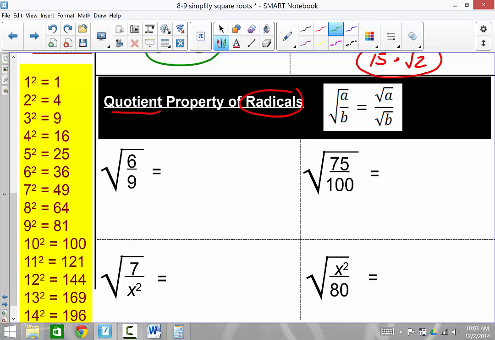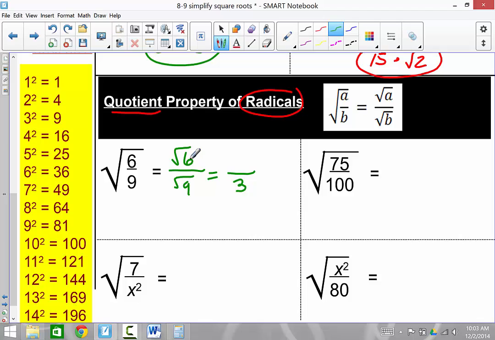All right, first one, let's take a look. So we have the square root of 6 over 9. Let's just break it into 2 separate parts. So the top is going to be square root of 6, bottom is going to be square root of 9. And then we're going to work the numerator separate from the denominator, and then at the end they get combined, okay? Let's do the bottom first, because that's the easiest. The square root of 9 is just 3. So now the bottom is simplified.